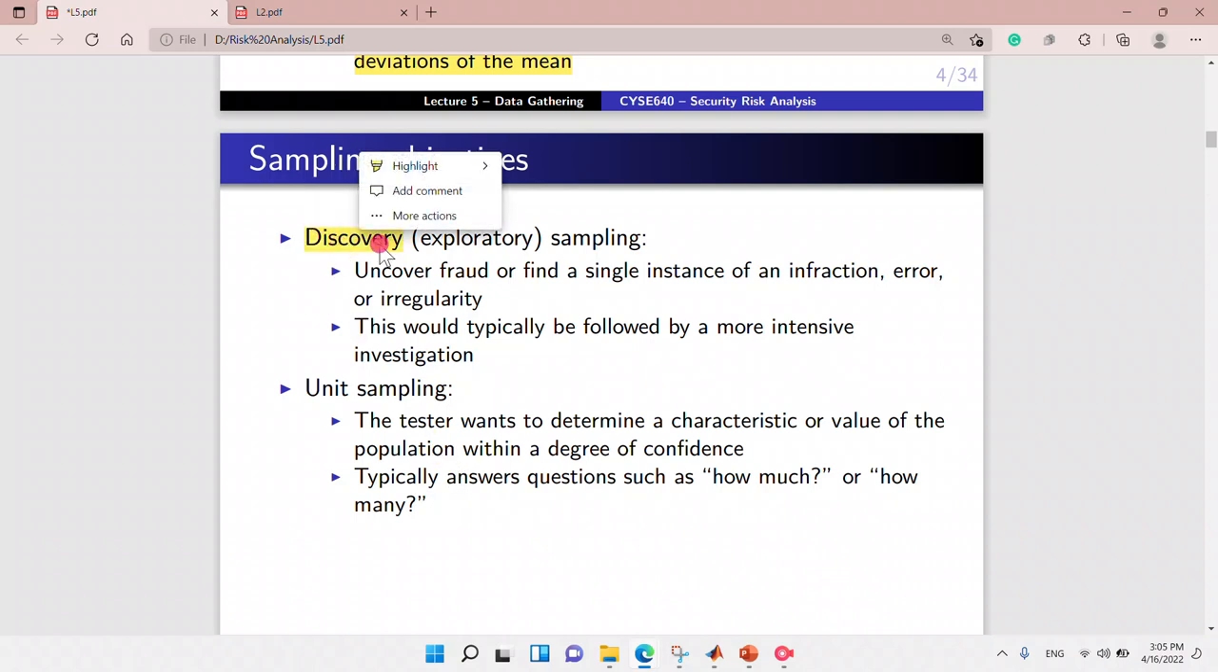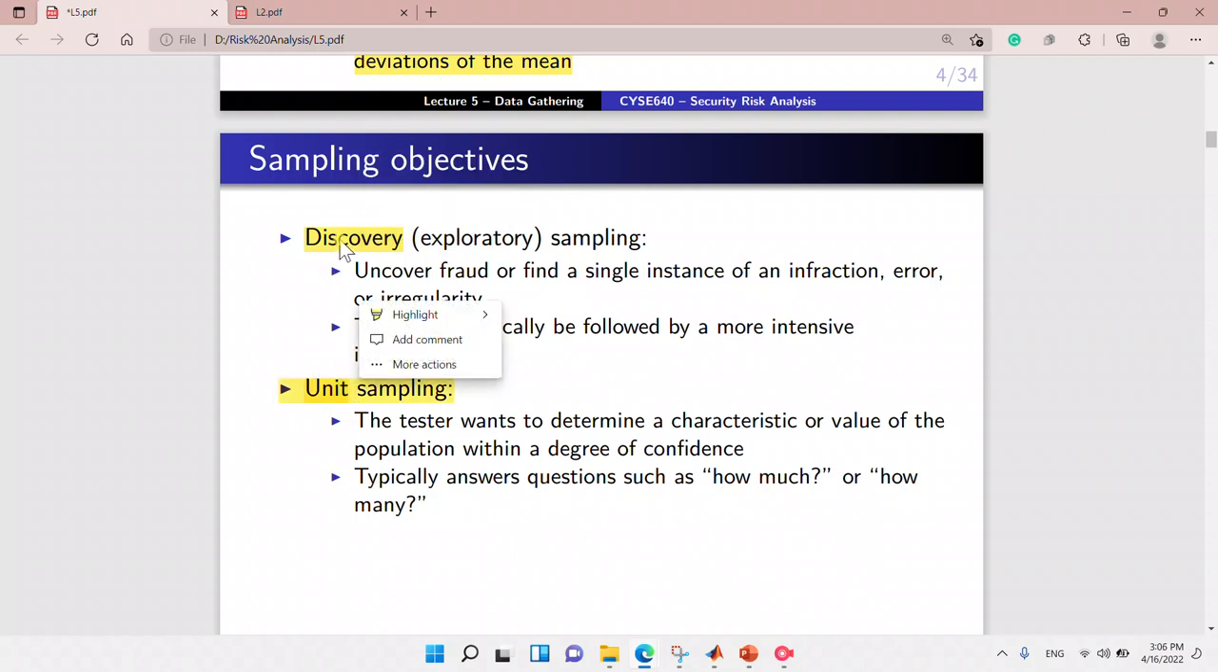What's the objectives of sampling? اولا we have the discovery objective for exploration, and we have the unit sampling. So for discovery we have to discover fraud or find a single instance of an infraction or error or irregularity. يعني بنشوف إذا في malware في واحد من الكمبيوترات. وإذا لقينا يعني بناخد at random, وإذا لقينا بعدين we have an intensive investigation.